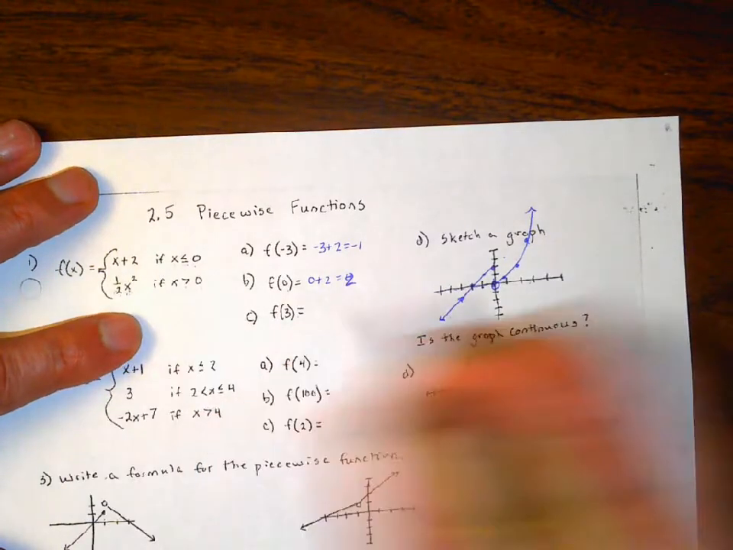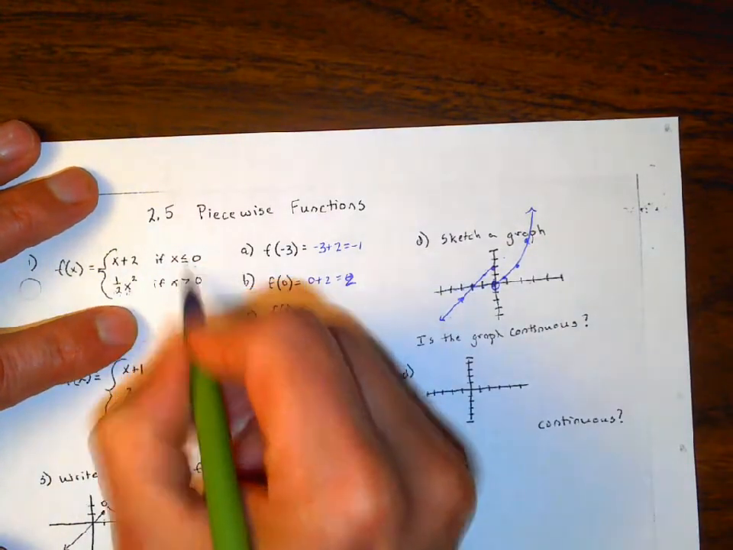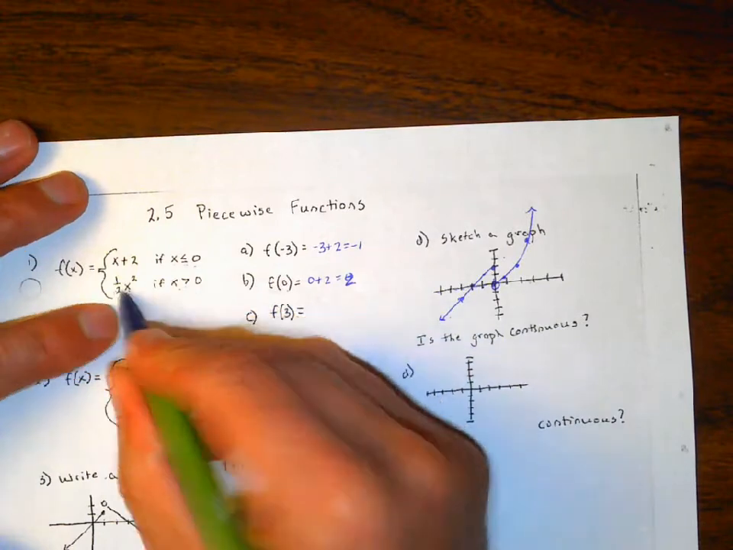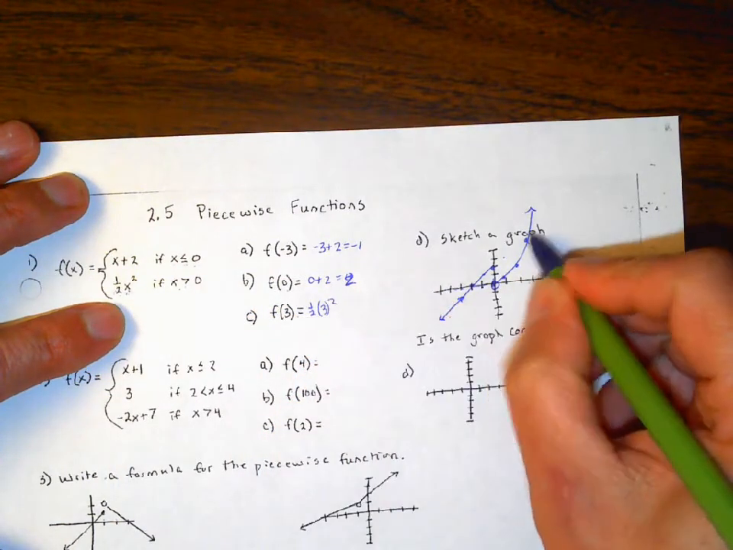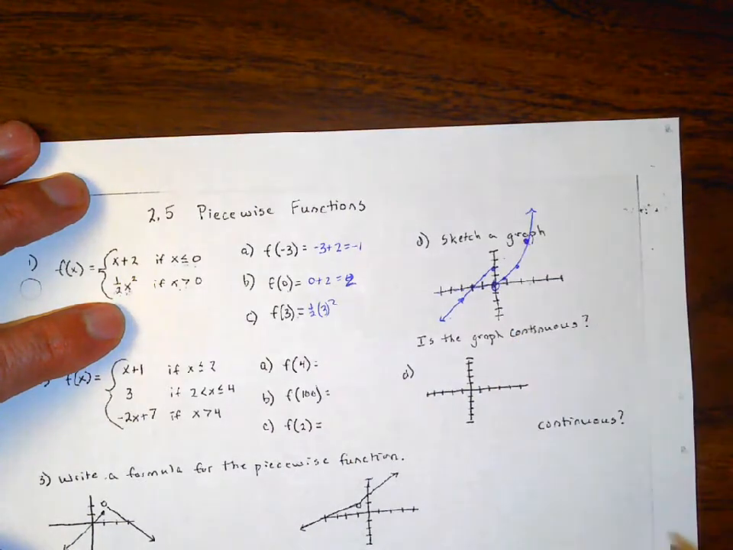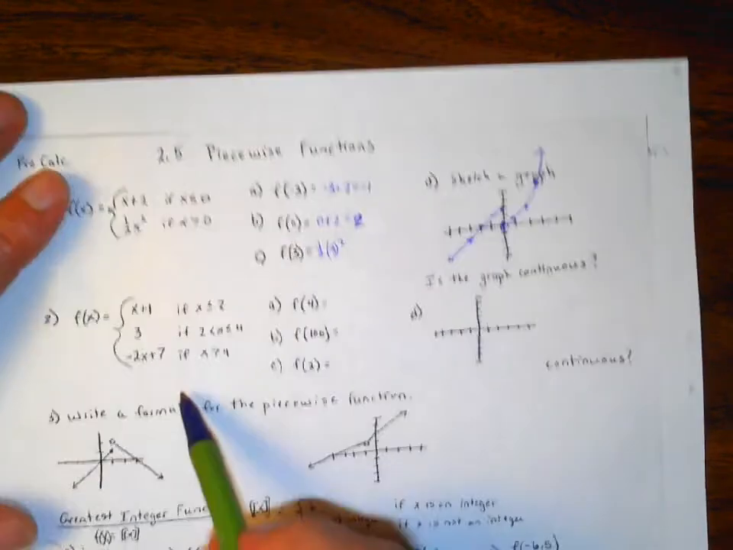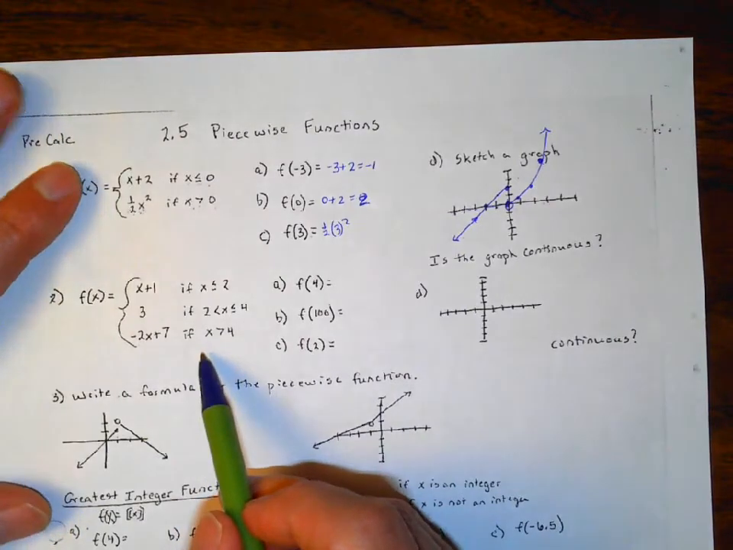f of 3, okay, no, f of 3 doesn't use this function, it's greater than 0, so we're going to use this function. So it would be 1/2 of 3 squared, so it would be 9, 4.5, so that point right there. Okay, I'd like you to pause it and try this by yourself.